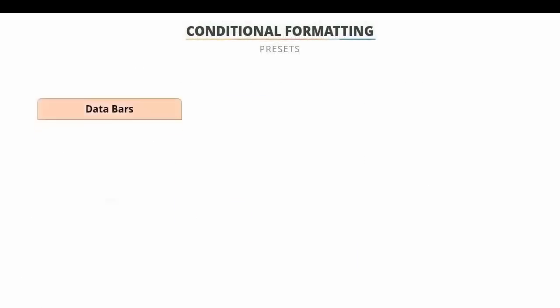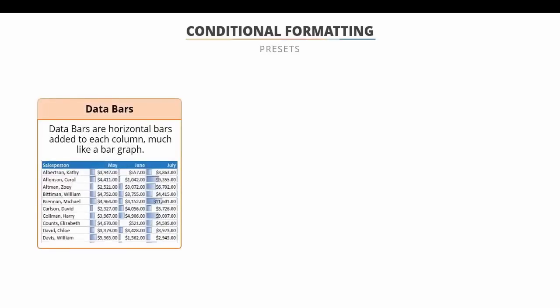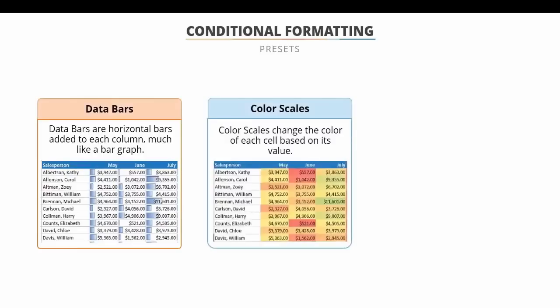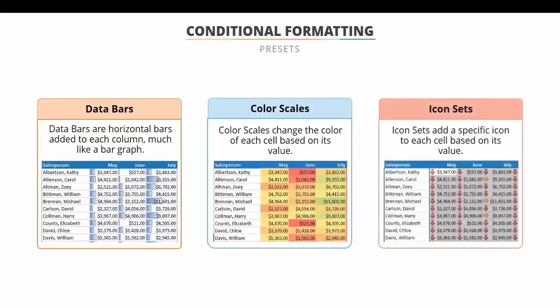They are data bars. Data bars are horizontal bars added to each column, much like a bar graph. Color scales. Color scales change the color of each cell based on its value. Each color scale uses a 2 or 3 color gradient. Icon sets. Icon sets add specific icon to each cell based on its value.